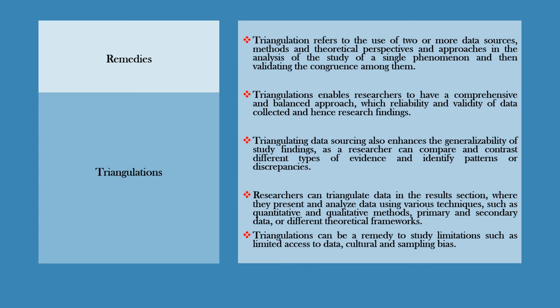This method or approach enables researchers to have a comprehensive and balanced approach, by which reliability and validity of data collected can henceforth be established. Triangulating data sources also enhances the generalization of study findings, since a researcher can compare and contrast different types of evidence presented and then identify patterns or discrepancies that exist, if any. Researchers can triangulate data in the results section, where they present and analyze data using various techniques such as quantitative and qualitative methods, primary and secondary data, or different theoretical frameworks. Triangulation can be a remedy to study limitations such as limited access to data, cultural and sampling bias.